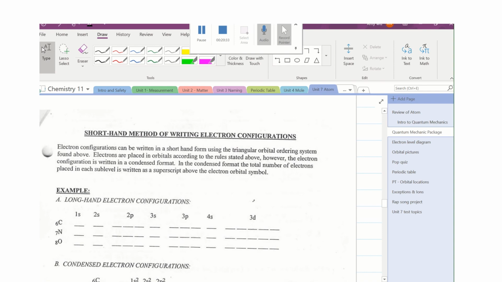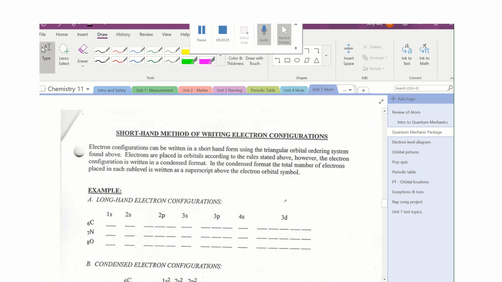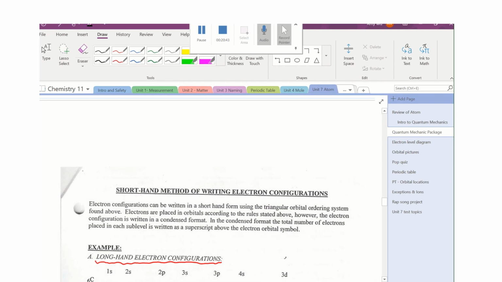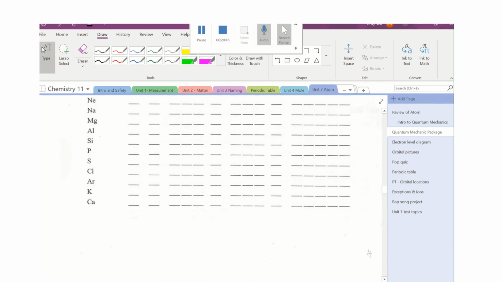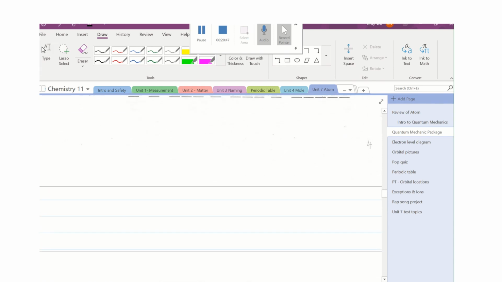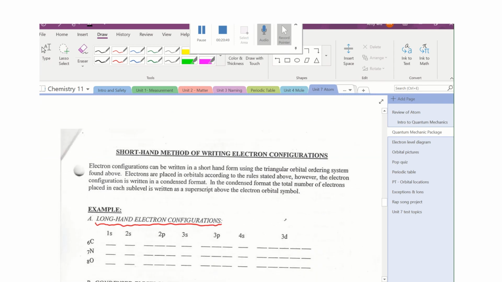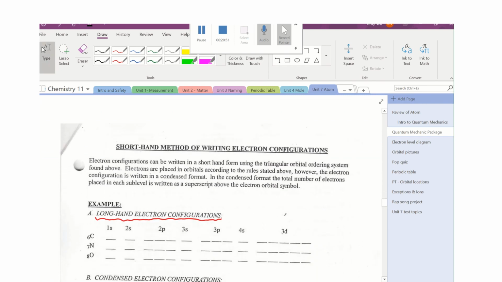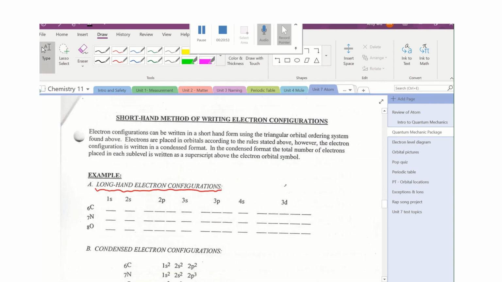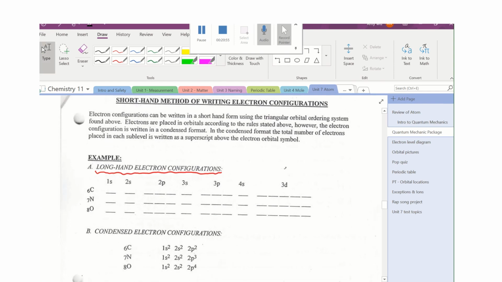So what we were just doing on the previous page is called a longhand electron configuration. As you can see, if the atom has a lot of electrons, it will take forever to fill in all the arrows, right? So that's called the longhand method. And there's a shorter way to do that. It's called the condensed electron configuration.